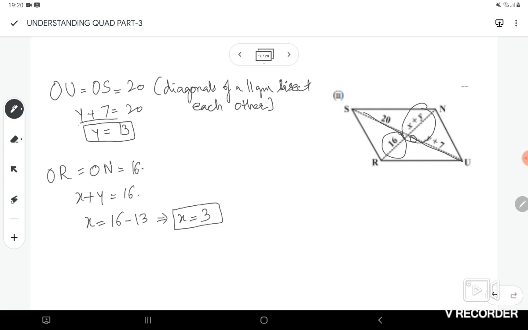So y plus 7 would be equal to nothing but 20, and the value of y comes out to be equal to 13. Similarly, OR is equal to ON, which is equal to 16. This gives x plus y equal to 16, and finally the value of x comes out to be equal to 3.